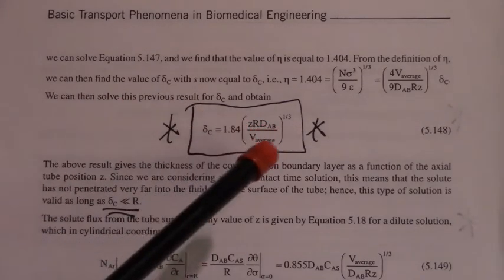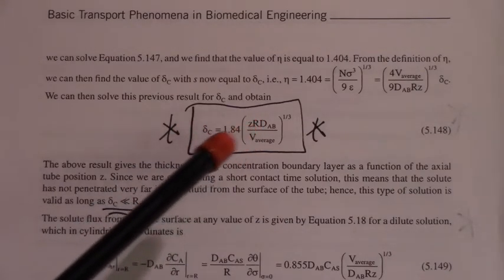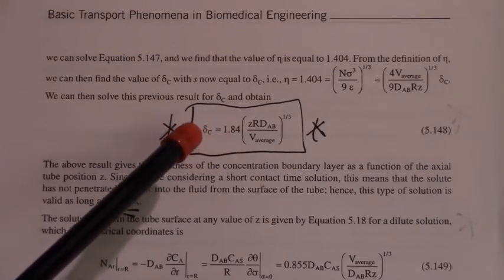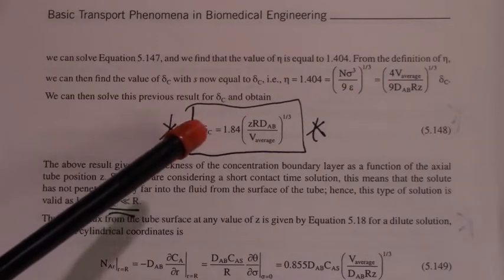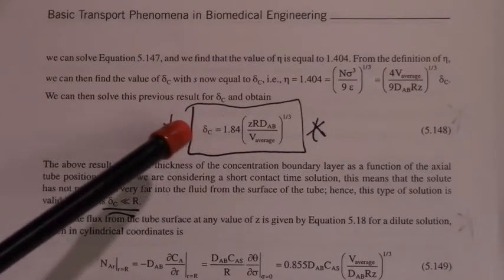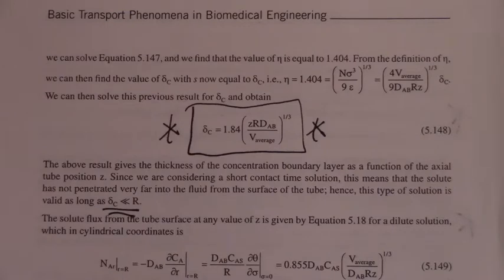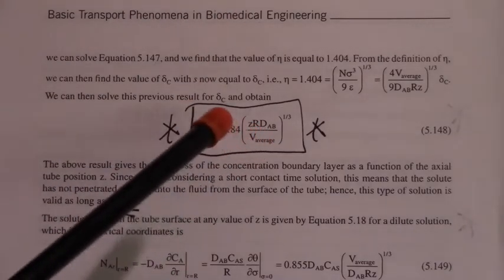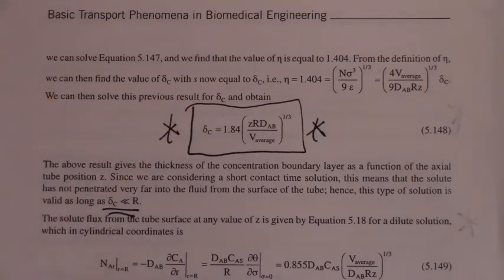Now, you as the engineer would know the average velocity of your fluid, the diffusivity, and the radius of the tube, and one particular location of interest would be when Z is equal to L, because that would give you the maximum thickness of the solute boundary layer. So you would be able to calculate what that value of delta C is, say at Z equal to L. If delta C comes out to be much, much smaller than the radius of the tube, then you would know that your short contact time solution is a valid solution. If it's not, if delta C is, say, on the order of R, then that's telling you that the short contact time solution is not a valid approach, and you'd have to use one of those more general correlations that are obtained experimentally.